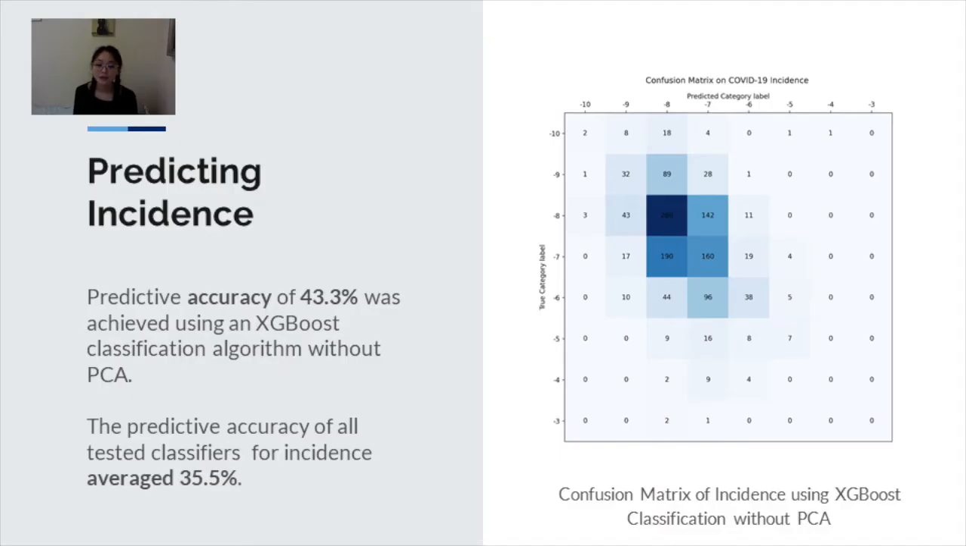So now we will present our classifier results for each definition of vulnerability. First, we have our incidence results, where our best achieved predictive score was 43.3% using the XGBoost classifier without PCA. On the right, we have a confusion matrix, which summarizes the predicted categories versus their true categories. For example, we can see there are 96 incidents where we predicted a county to be part of the -7 category, but its true category was -6. Lastly, the average prediction accuracy for incidence across all classifiers was 35.5%.